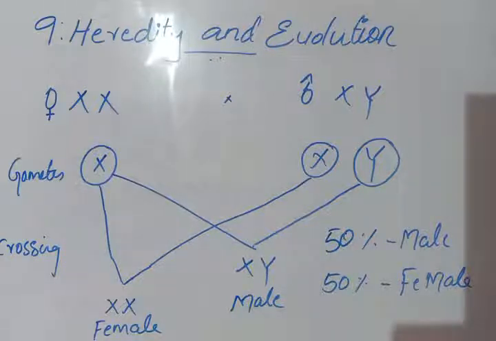So that's why the human population is roughly half males and half females. If you look at the human population, you can see half males and half females.